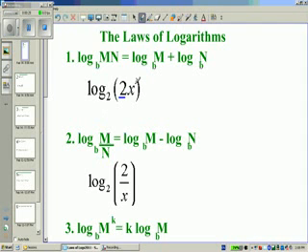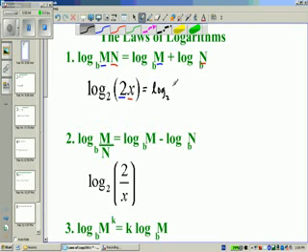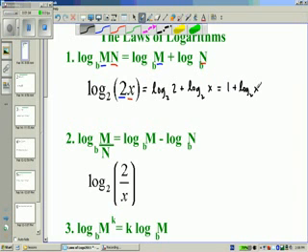In this particular one, 2 would be the same as m, and n would be x in this problem. So this is just going to become the log base 2 of 2, and then the formula says plus log base 2 of x. Now that would be simplified, except we know that the power you put on 2 to get 2 is 1, so I can write this as 1 plus log base 2 of x.